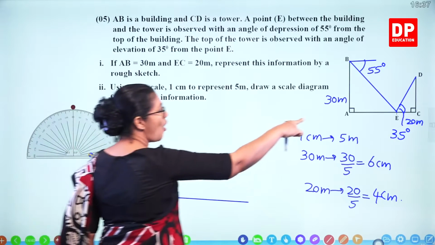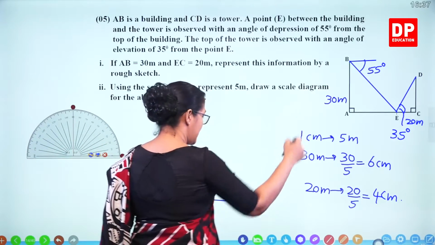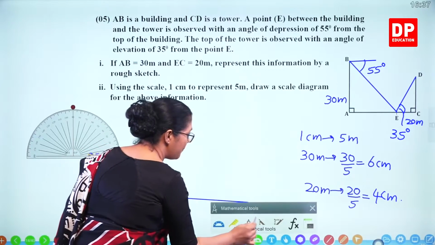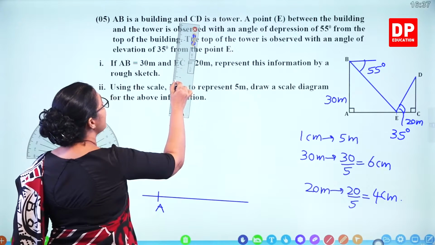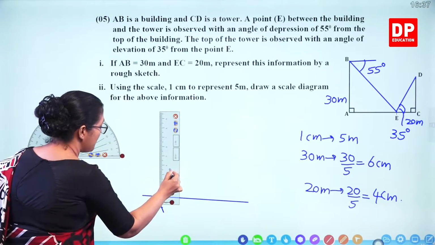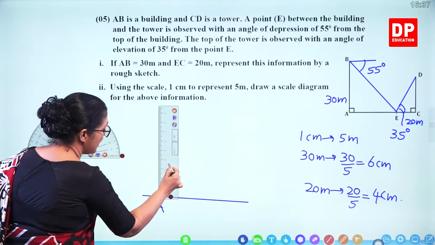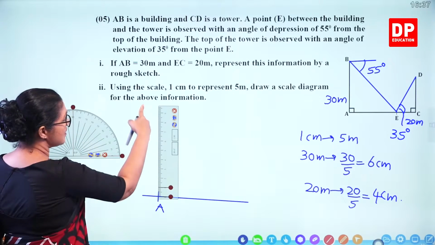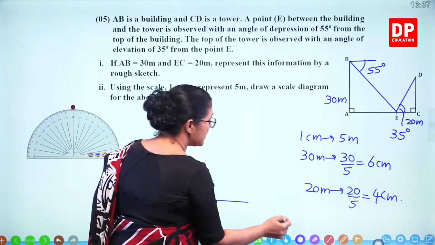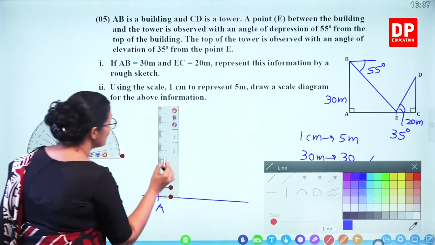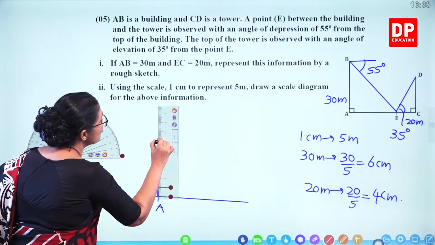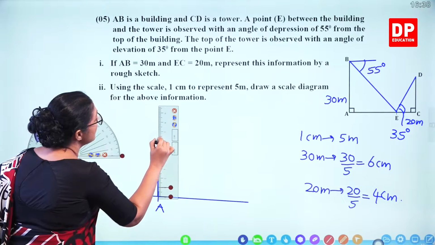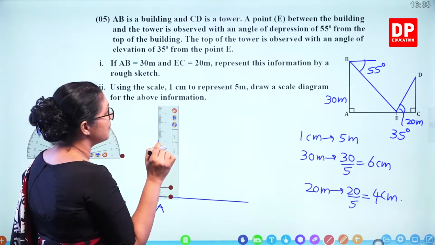You need here how many centimeters? 6 centimeters here. We'll take the ruler because you need to get a 90-degree angle as well. So we'll keep the ruler here. Now it's 90 degrees. So we need 6 centimeter length. We can draw the line up to here. That's the building. That's B.